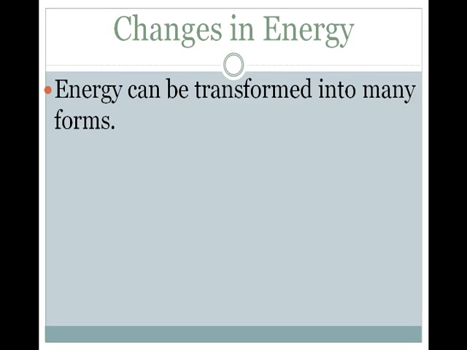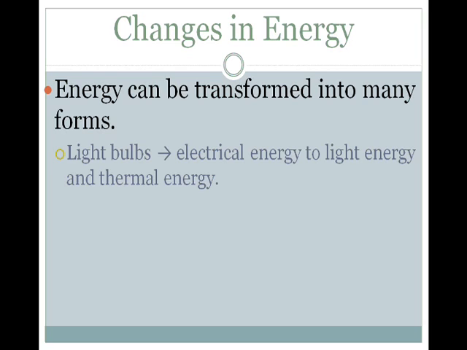Now, there are changes in energy. Energy, like we said at the beginning, can be transformed into many different forms. For example, you have light bulbs. Light bulbs have electrical energy coming to them initially, and that electric energy then transforms into light energy and thermal energy. Because if you touch a light bulb when it's on, you see the light, but you also feel the heat. It actually can burn your hands. So it starts out as electrical energy, and that energy transforms into light and thermal.